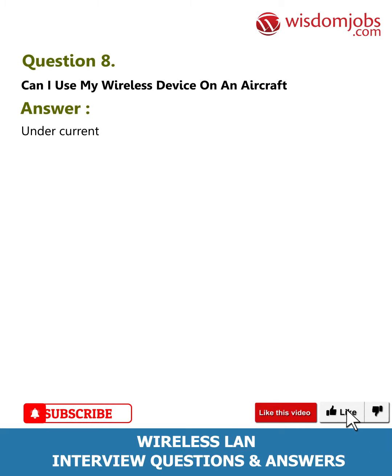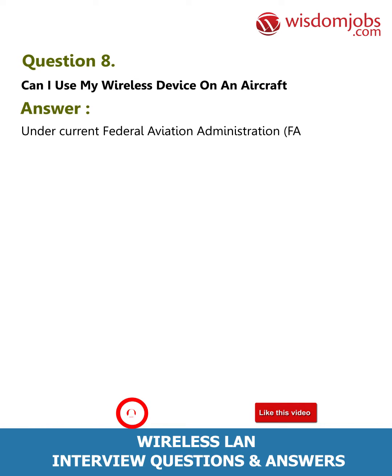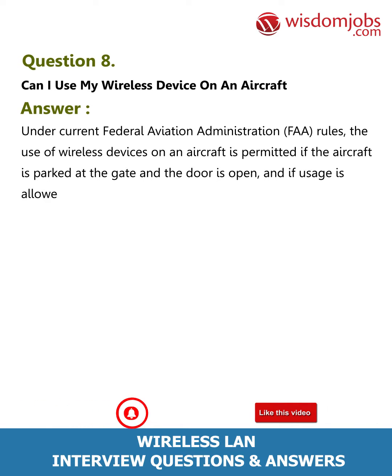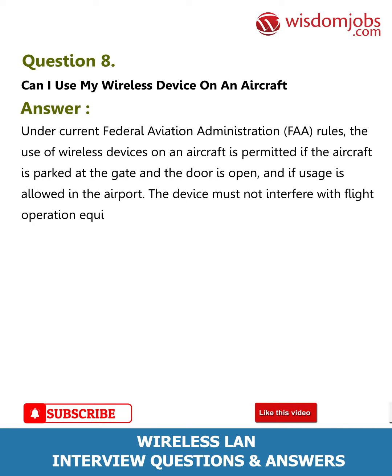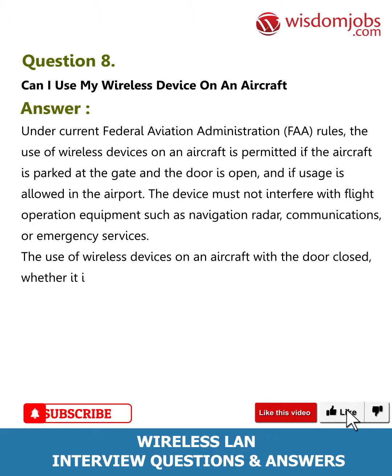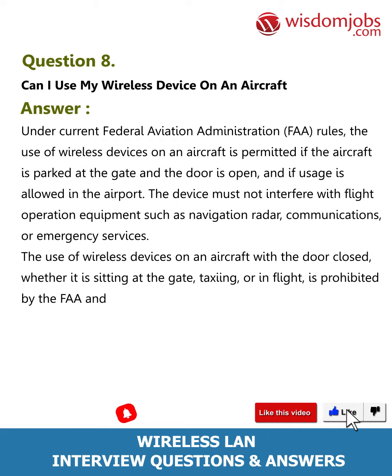Question 8. Can I use my wireless device on an aircraft? Answer. Under current Federal Aviation Administration (FAA) rules, the use of wireless devices on an aircraft is permitted if the aircraft is parked at the gate and the door is open, and if usage is allowed in the airport. The device must not interfere with flight operation equipment such as navigation, radar, communications, or emergency services. The use of wireless devices on an aircraft with the door closed, whether it is sitting at the gate, taxiing, or in flight, is prohibited by the FAA and other civil aviation agencies worldwide.